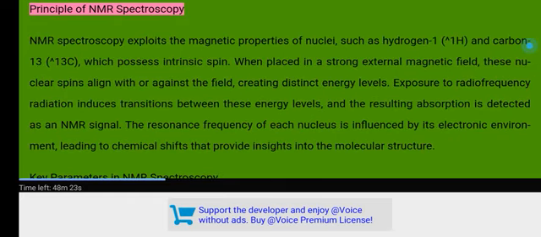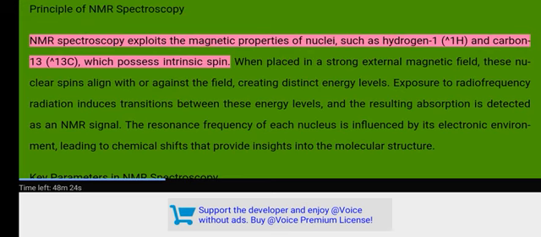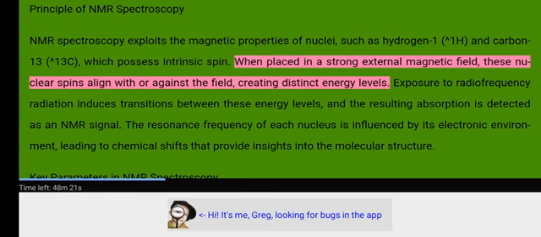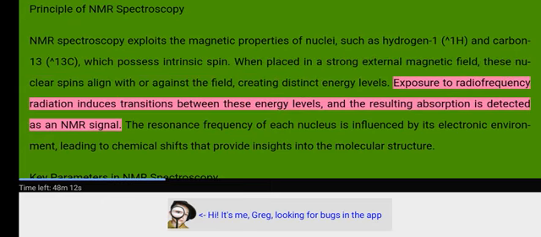Principle of NMR spectroscopy. NMR spectroscopy exploits the magnetic properties of nuclei, such as hydrogen-1 (1H) and carbon-13 (13C), which possess intrinsic spin. When placed in a strong external magnetic field, these nuclear spins align with or against the field, creating distinct energy levels. Exposure to radio frequency radiation induces transitions between these energy levels, and the resulting absorption is detected as an NMR signal.